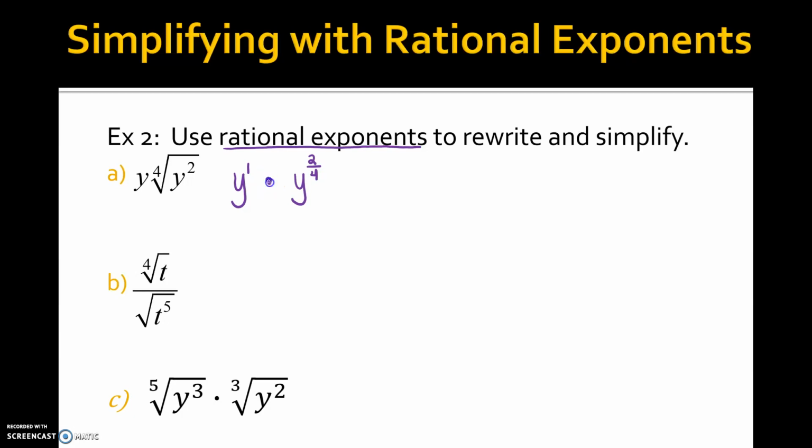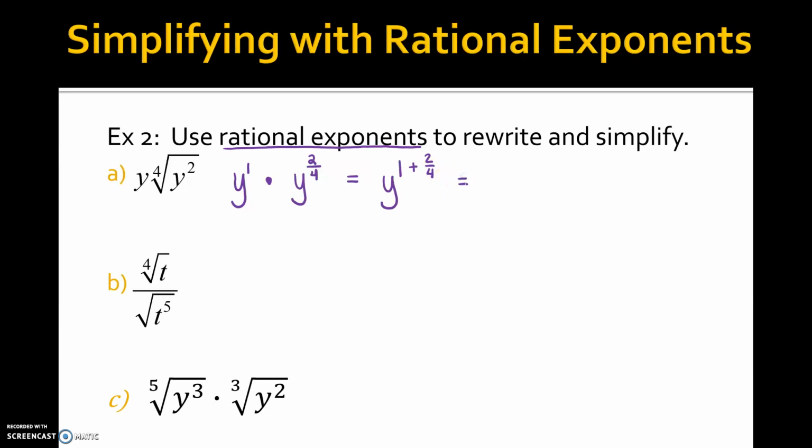This is multiplication. When we see multiplication, we are going to add the exponents. So we do y to the 1 plus 2/4. If you wanted to add these by hand, you absolutely could. You could change 1 into 4/4 and then do 4/4 plus 2/4 to get 6/4, which is 3/2, right?